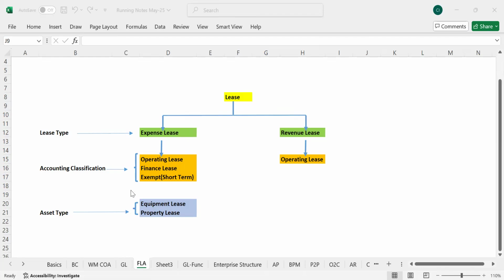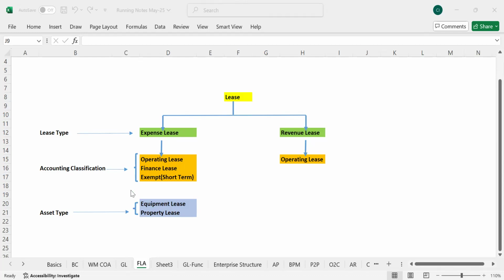It generates the balances required as specified by IFRS 16 and AS 842 guidelines. AS 842 is nothing but US GAAP, and IFRS 16 is international GAAP. We'll now understand the types of leases which we can record in FLA.